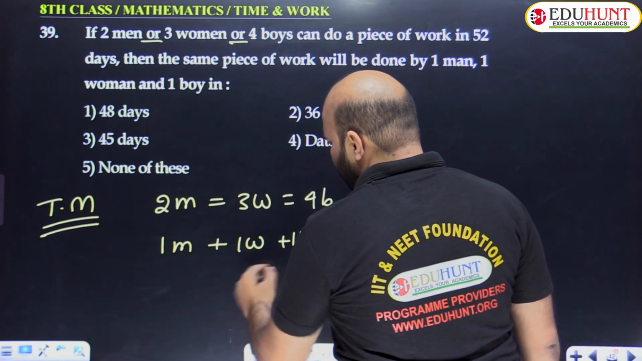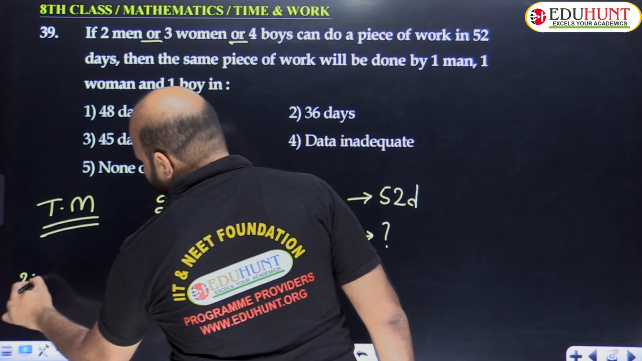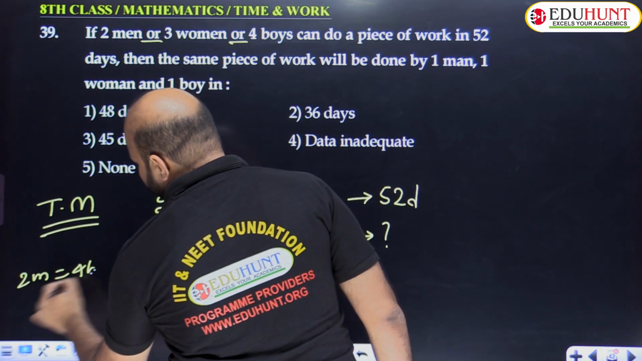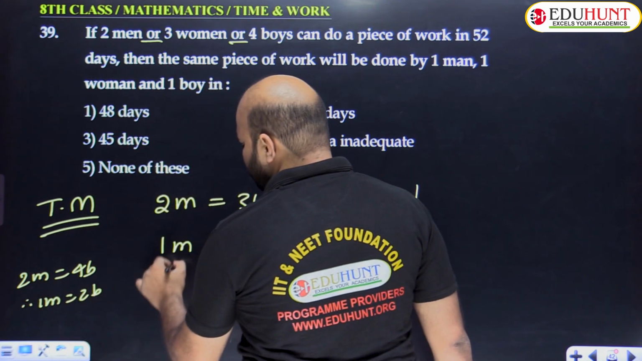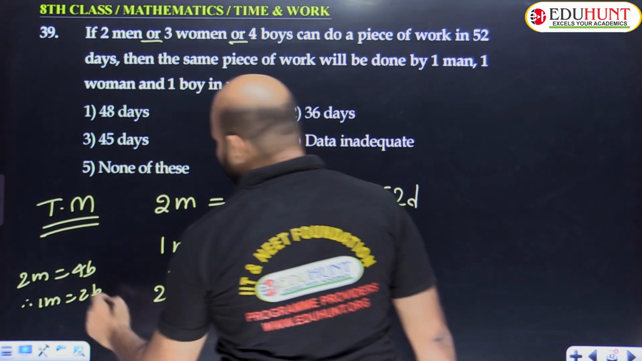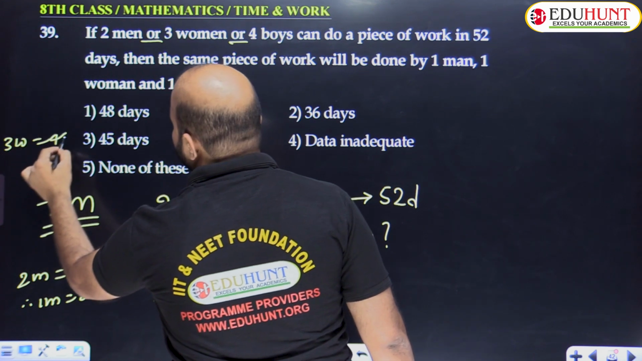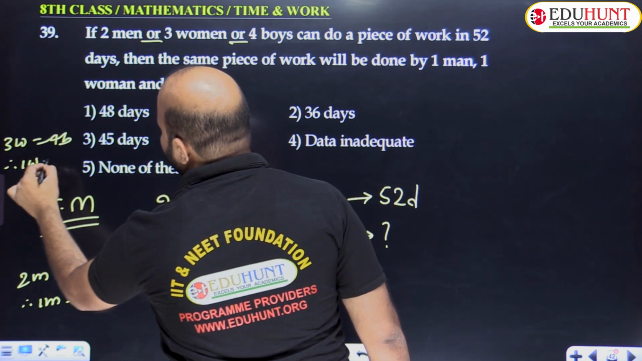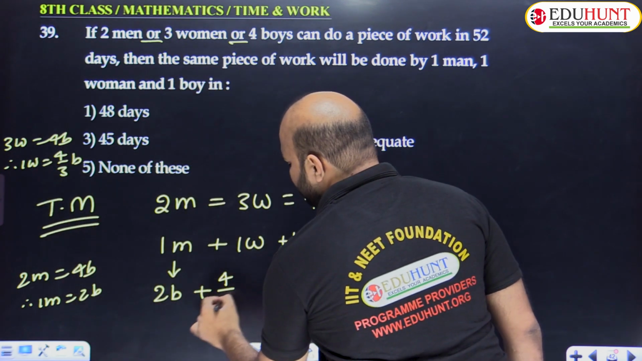So convert equation 2 into boys. So 2 men equal to how many boys? Actually 2 men equal 4 boys. Therefore 1 man equals 2 boys. So 1 man is replaced by 2 boys. Plus 1 woman. 3 women equal 4 boys. Therefore 1 woman equals 4 by 3 boys. So 1 woman is replaced by 4 by 3 boys.